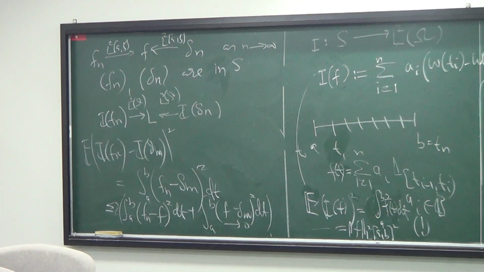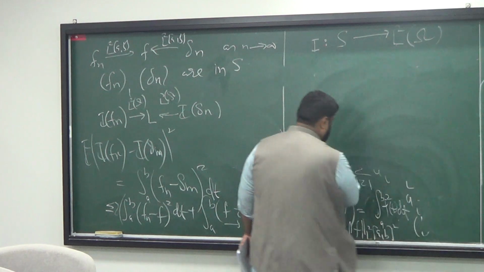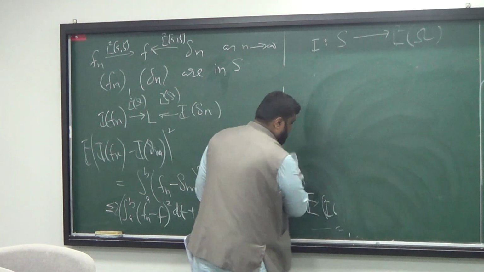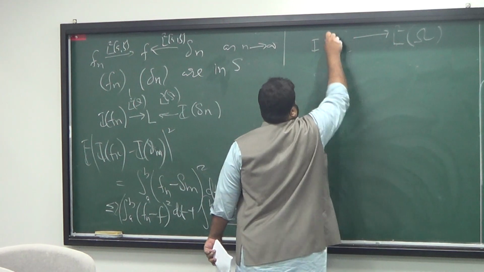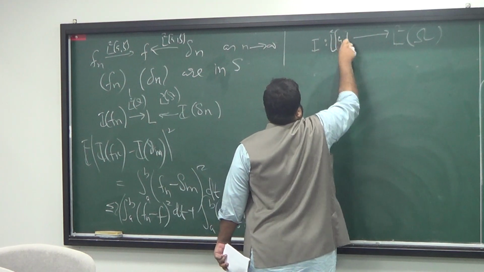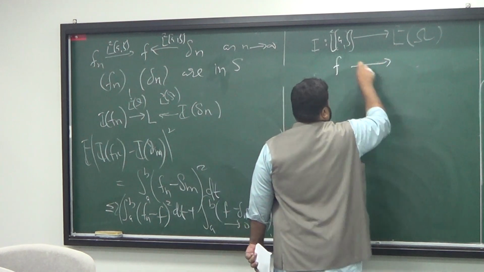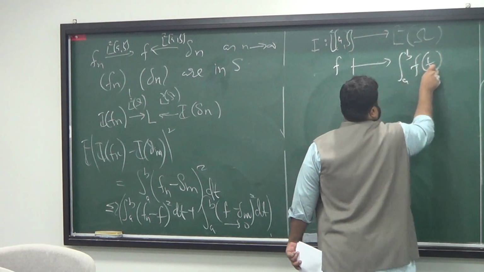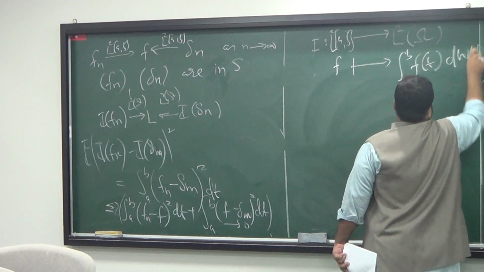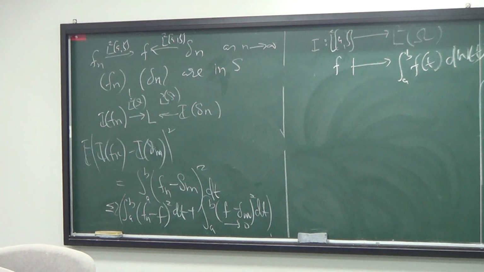Now you have such a map, you have such a map I from L2(A,B) that takes an f and gives you the Wiener integral of the given function f.